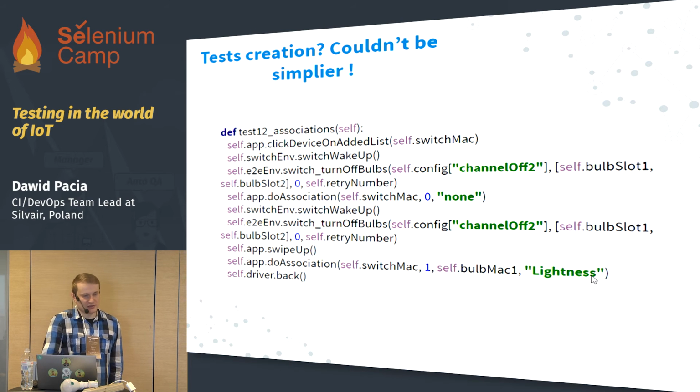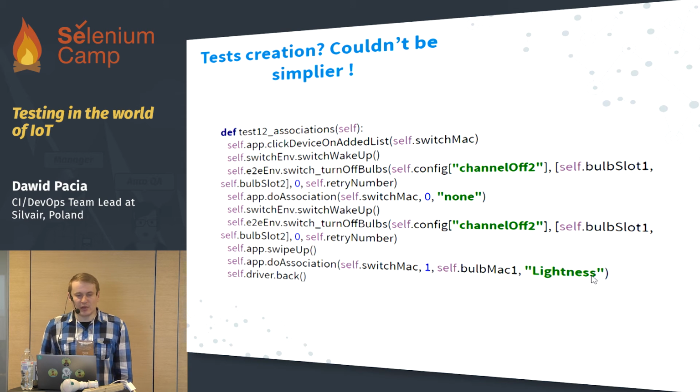So making an association between the devices is one line of code. Clicking a device on a list in the mobile application is just a single line of code. And as a parameter, you can just give the MAC address of the bulb. Then you can use our library for the switch, and the method is like switch wake up.